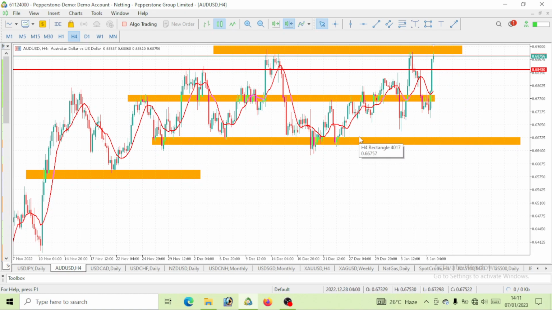AUDUSD, first we should watch out for a bullish move before it starts going bearish.